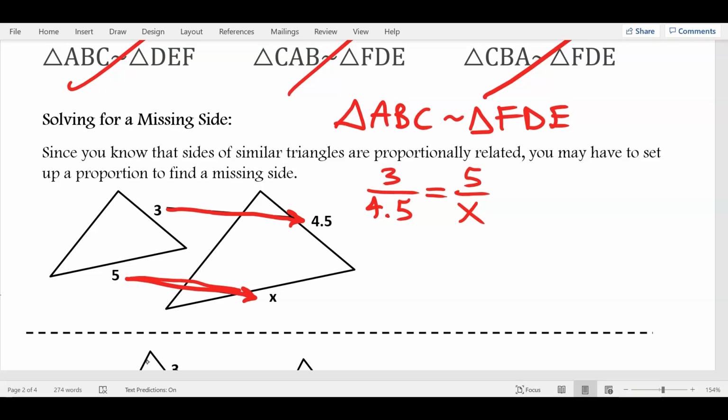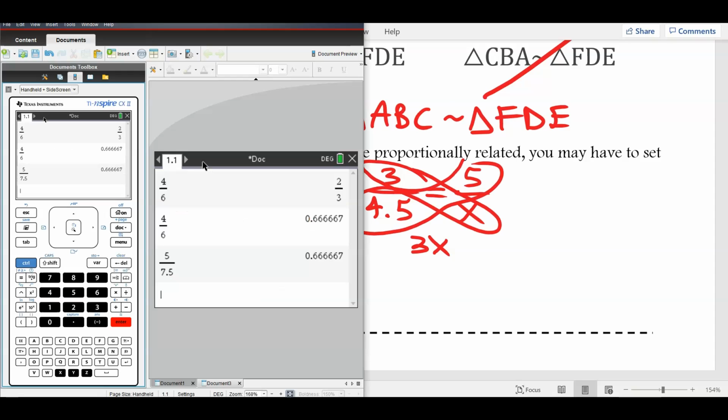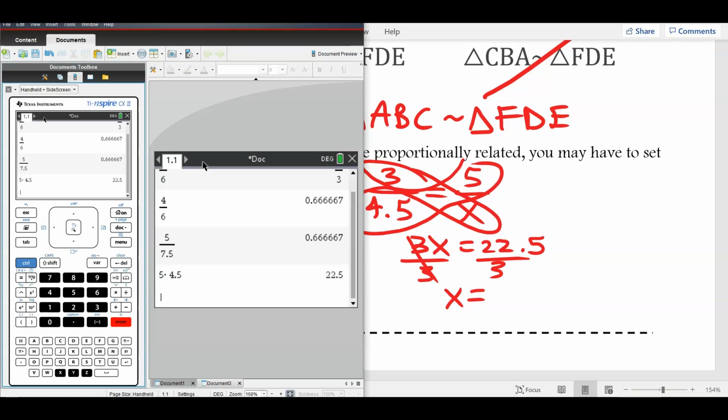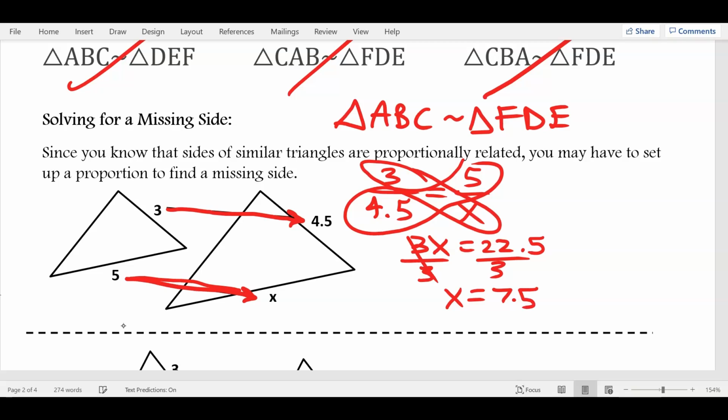Let's do that real quick. 3 times x is 3x. 5 times 4.5, if I don't know, I go to my calculator and I type it in, equals 22.5. My last step to get rid of a coefficient is to divide. So I divide by 3, divide by 3. And then 22.5 divided by 3 is 7.5. Cool? So do you see how what we've been doing with proportions goes with similar triangles? Cool?